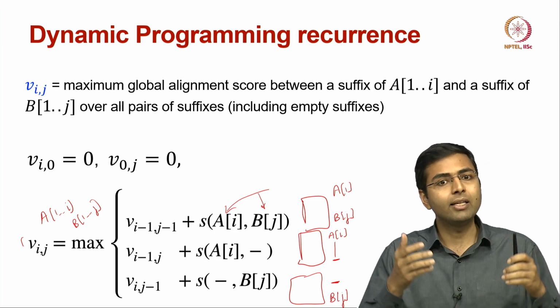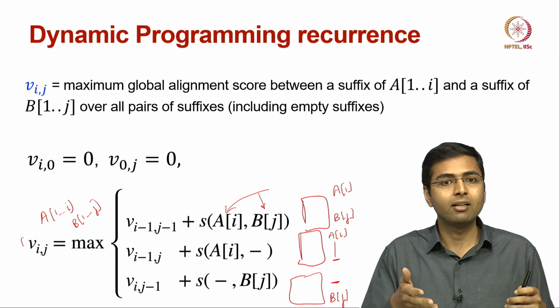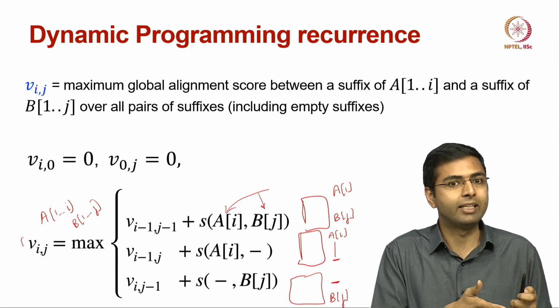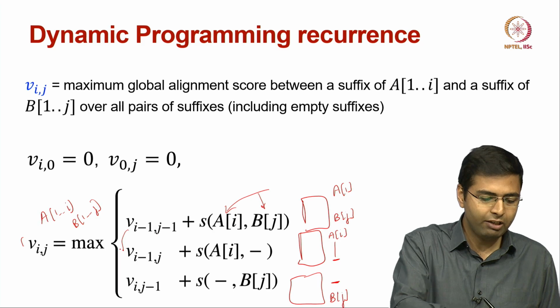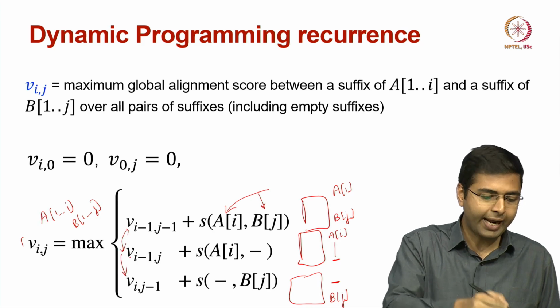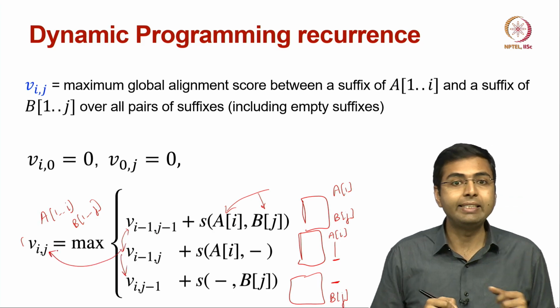So again, going by the three possibilities, we can give this recursion to compute Vij. That is, if we have already solved for these three values, then in order one time we can solve for Vij as well.